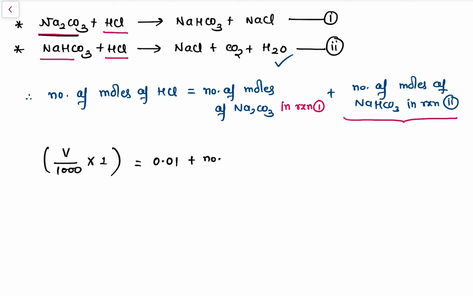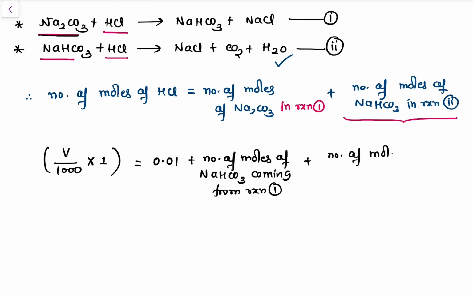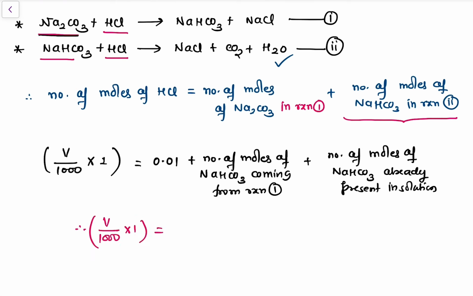And again, the number of moles of sodium bicarbonate in reaction 2 has two sources, that is, the number of moles of sodium bicarbonate coming from reaction 1, plus the number of moles of sodium bicarbonate already present in the solution. So V by 1000 into 1, this is the number of moles of HCl, equals 0.01, the number of moles of sodium carbonate.